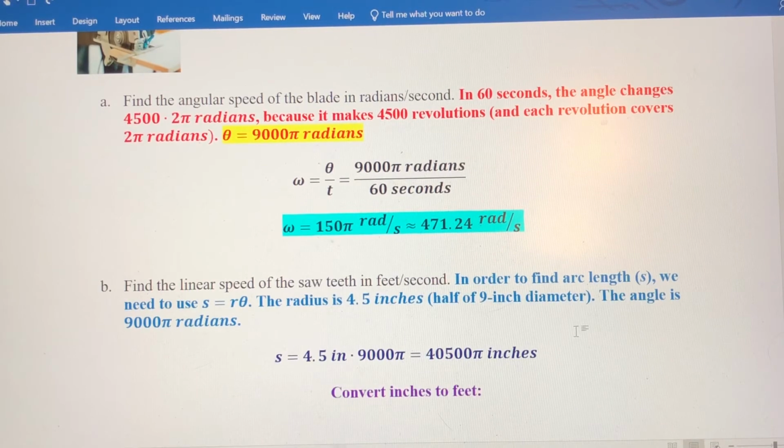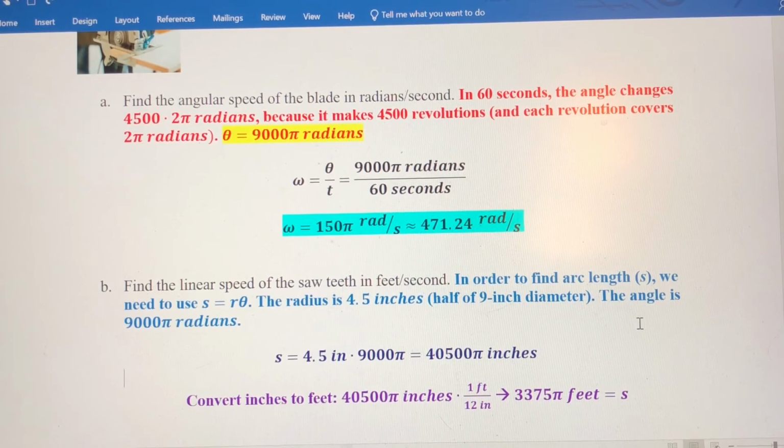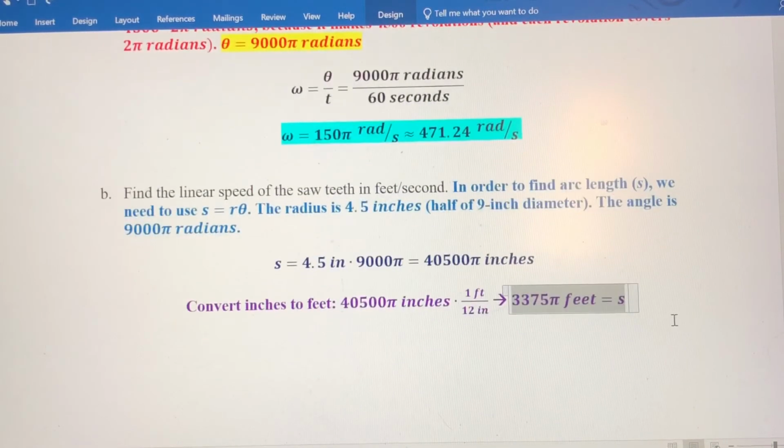We want to convert inches to feet, so the conversion factor is 1 foot for every 12 inches. I need inches to cancel out, so that's why I'm multiplying by 1 foot per 12 inches and not the reciprocal, 12 inches per 1 foot. You'll see the inches cancel out, and I'm left with feet, which is what I want. So I divide 40,500 pi by 12, which gives me 3,375 pi feet for the arc length.